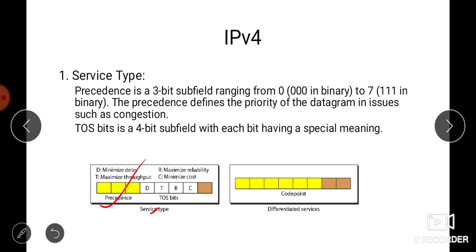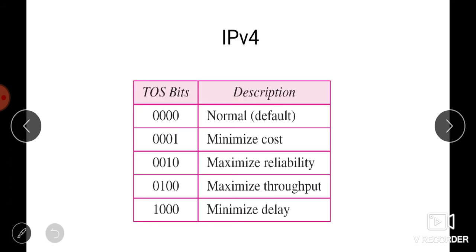These are the precedence bits and these are the 4 TOS bits. Each and every bit has some special meaning. The first one is D. D is minimum delay, T is maximum throughput, R is maximum reliability, and C is minimized cost. Next, in differentiated services, we have 8 bits, where the first 6 bits are code points, and the rest two are reserved, meaning of no use.